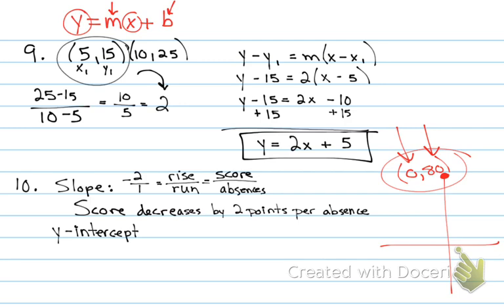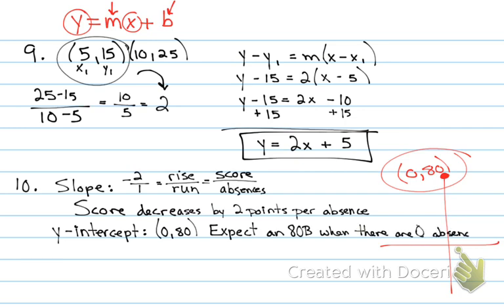Absences. X stands for absences. Y stands for the score. So put that into a sentence. What's the sentence going to be? Sam? A student with 0 absences is expected to score an 80. Score should drop 2 points for every absence. Yep. Expect an 80 when there are 0 absences.